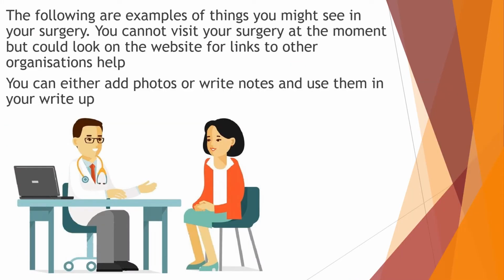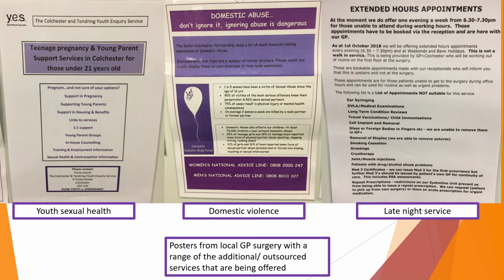Now, other things you might want to do. Again, I went to my local surgery, and this was pre-corona. I took a picture of the notice board to look at some of the other services being advertised. So some of the services, obviously teenage pregnancy, young carers, that's really important for Essex because we have quite a high level of teenage pregnancy. Domestic violence abuse, obviously we said those high levels of domestic violence, and extended hours.